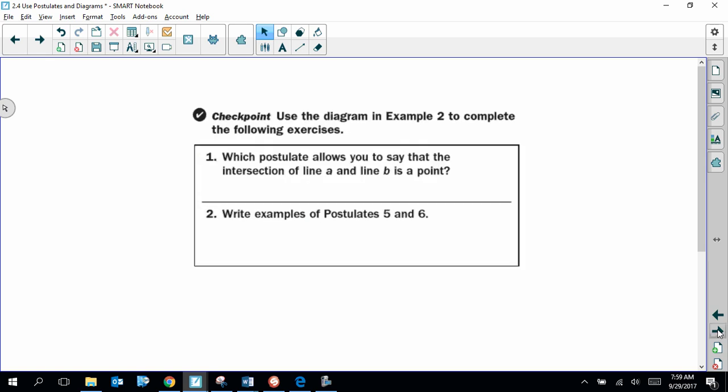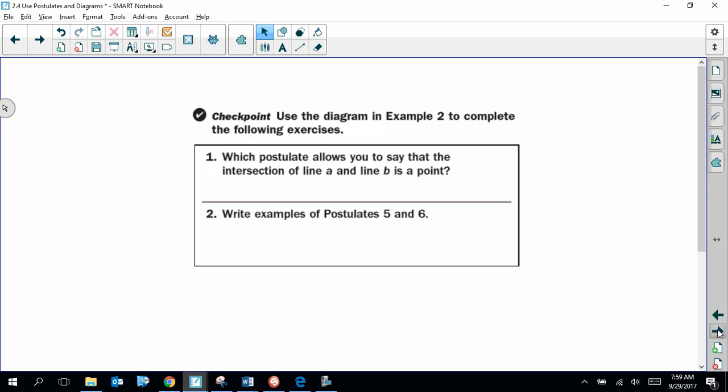Now the next questions here are basically asking you to do the same thing. So go ahead and read the questions, answer them as best you can, and pause the video while you do that. And when you're ready, go ahead and hit play and look at what my answer said compared to what your answer said.